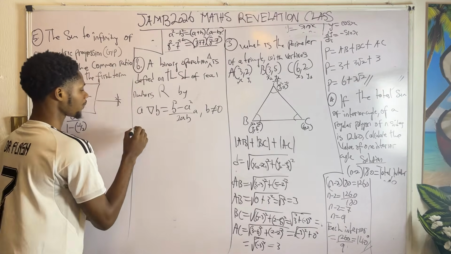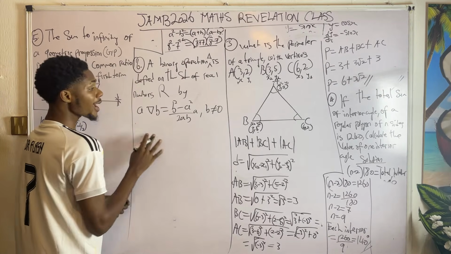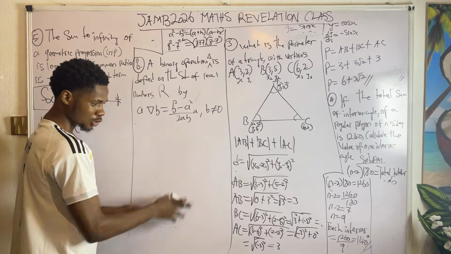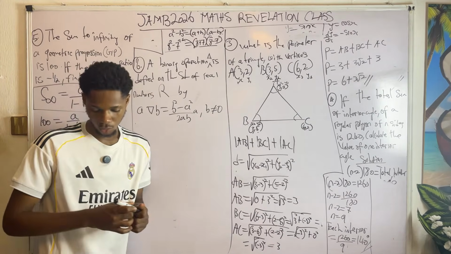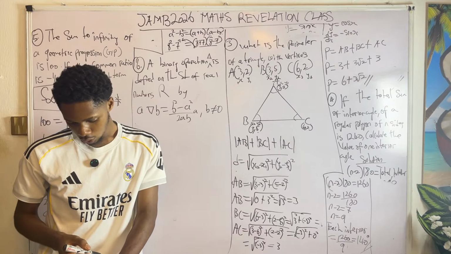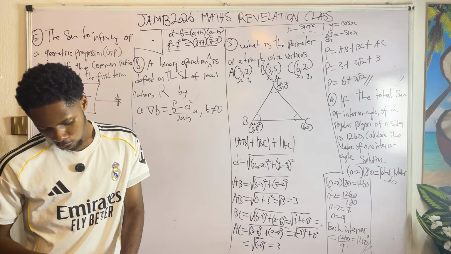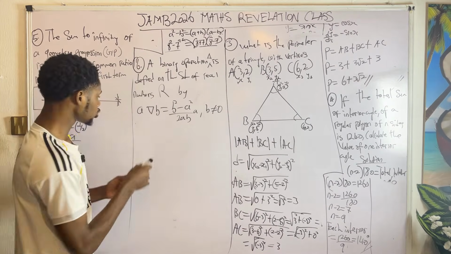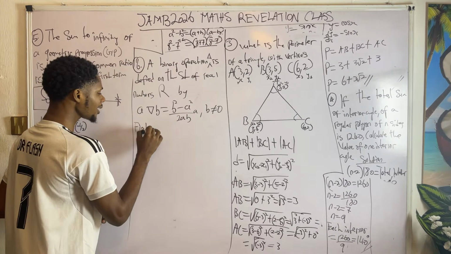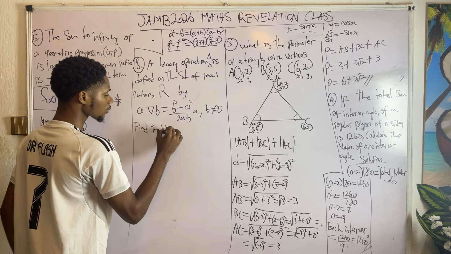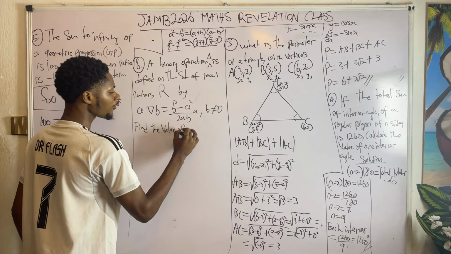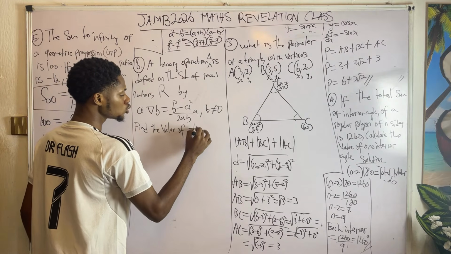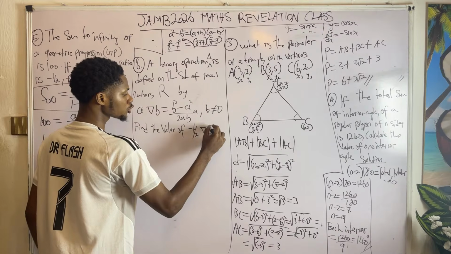Find the value of, where A and B are real numbers. I don't need to write it because I want to make sure this space contains the complete solution. Okay, find the value of minus 1 over 2 operation 2.